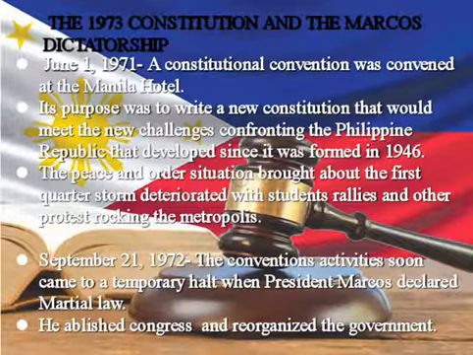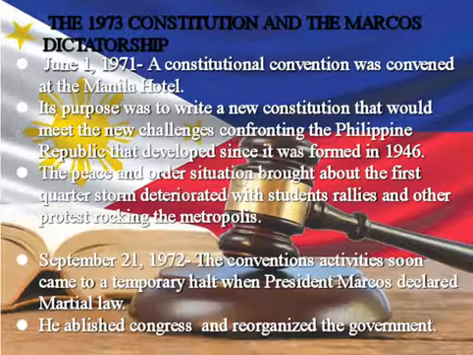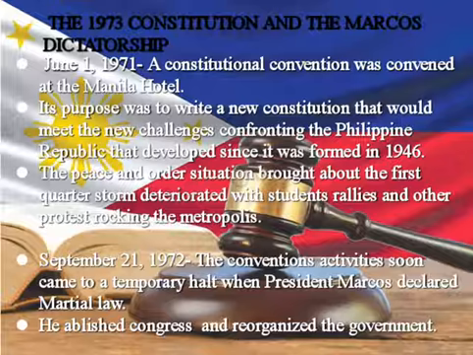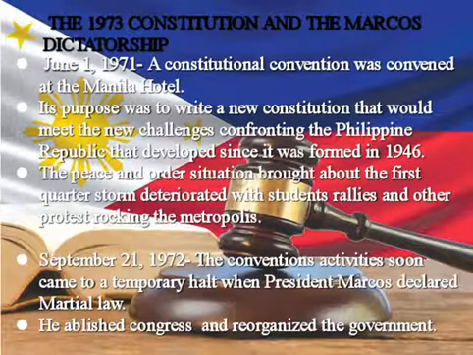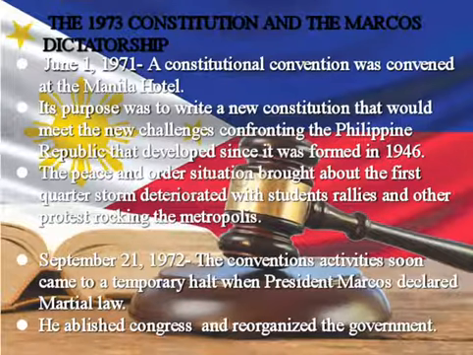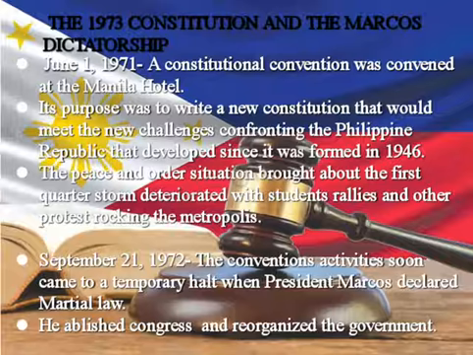The 1973 Constitution and the Marcos dictatorship. On June 1, 1971, a constitutional convention was convened at the Manila Hotel, and its purpose was to write a new constitution that would meet the new challenges confronting the Philippine Republic that developed since it was formed in 1946. The peace and order situation brought about by the First Quarter Storm deteriorated, with students' riots and other protests rocking the metropolis.